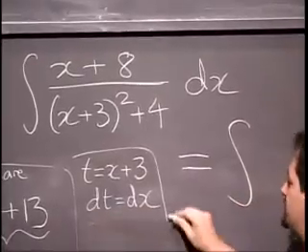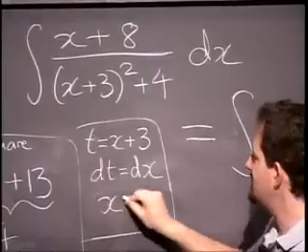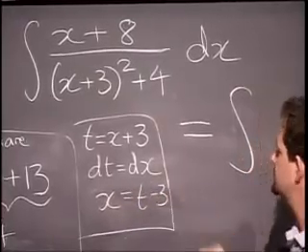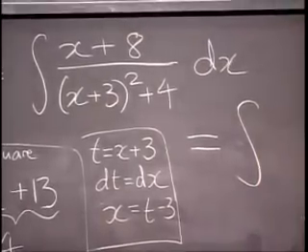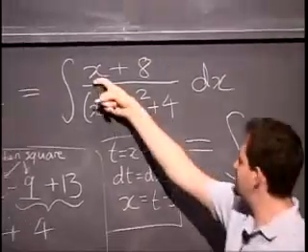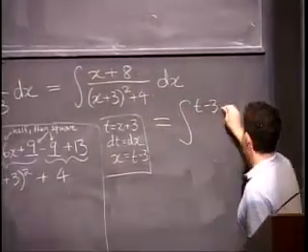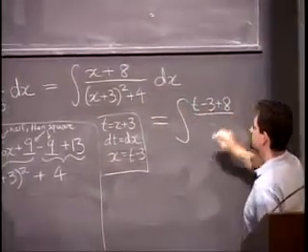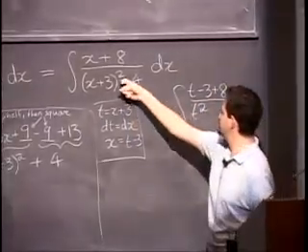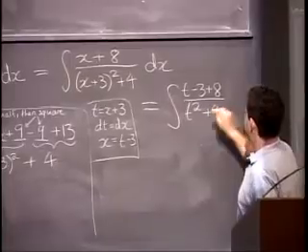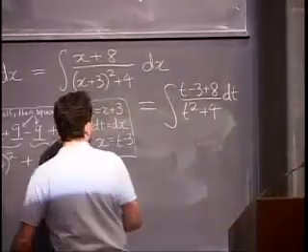Well, we need one more piece of working here. If t is x plus 3, then x is t minus 3. So let's change every bit of this equation into t land. x is t minus 3, 8 is still 8, x plus 3 is t, squared, of course, plus 4, and dx is just dt. So we have substituted our way.